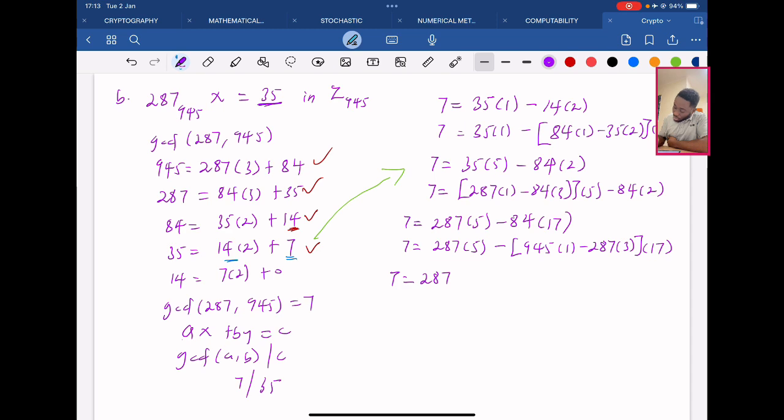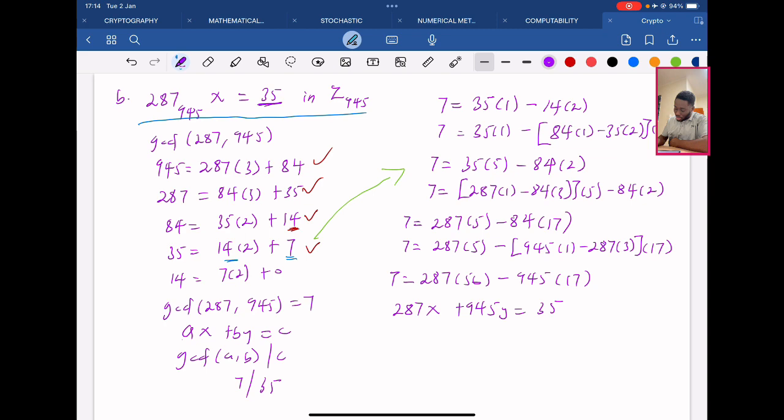We have 5 over here. 3 times 17 is 51. So we are going to get 56 minus 945. 1 times 17 is 17. Okay. So when you have this equation right here, we can resolve this equation as 287x plus 945y is equal to 35.